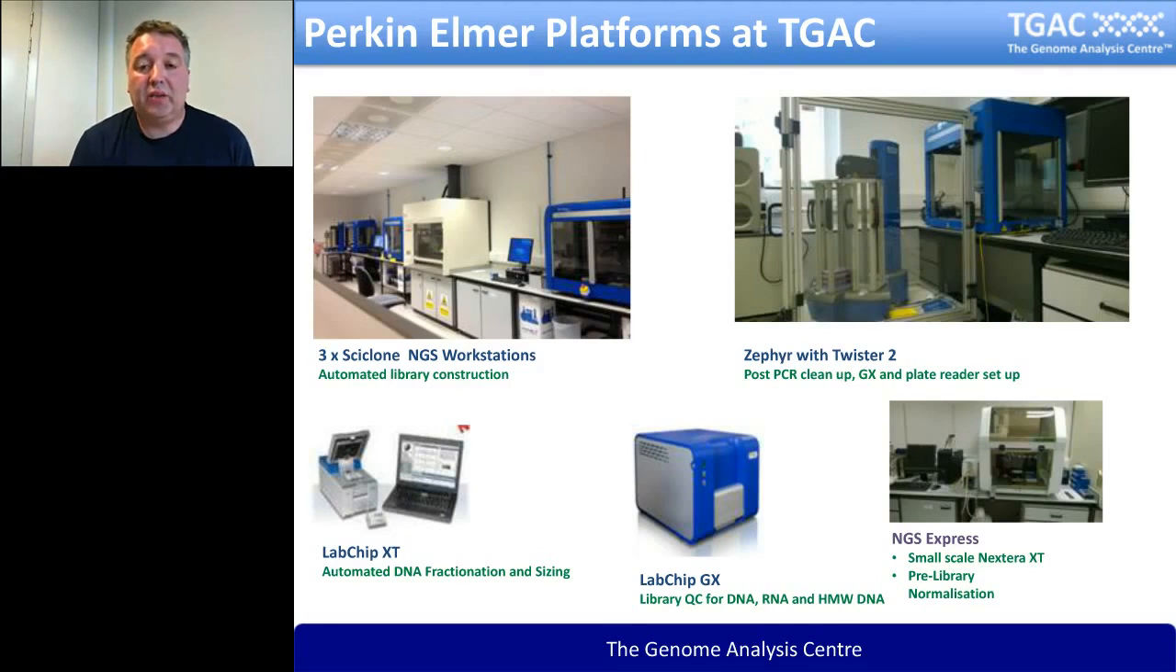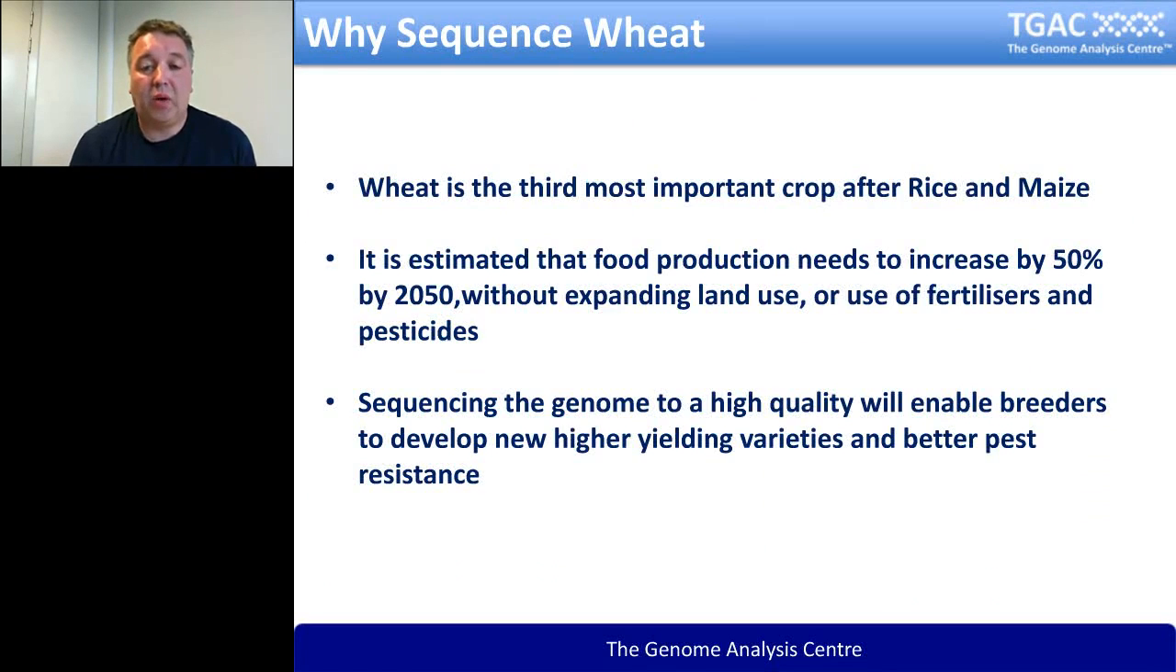So why sequence wheat? The International Wheat Sequencing Consortium got together several years ago now to try and generate a high-quality reference for the bread wheat genome. It's the third most important crop in the world after rice and maize, and its reference is not up to the same quality as rice and maize, I believe. It's thought that food production has to increase by 50% by the year 2050 without expanding land use or the use of fertilizers, and that if we can sequence the genome to a high quality, it will enable breeders to develop higher yielding varieties, new varieties that are better able to adapt to things like climate change and need fewer fertilizers and pest control, etc.